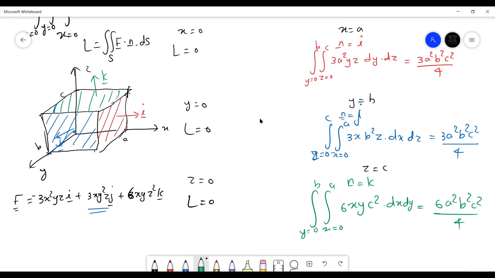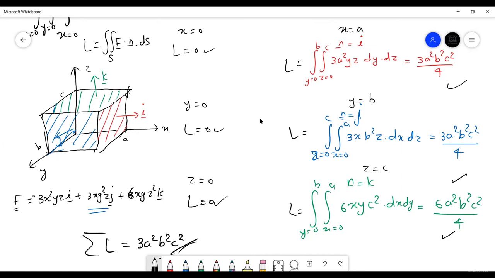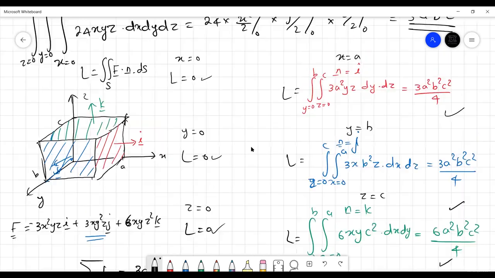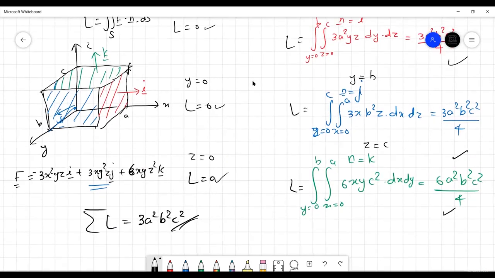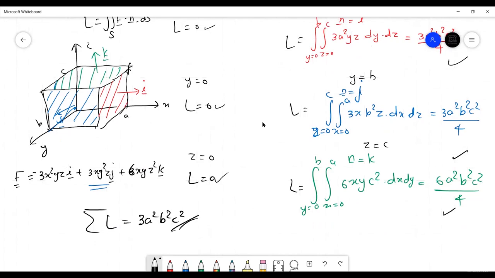When you add up all these three, this one, this one, this, and these zeros, all these six, so these are our L's, right? All the L will give you 6 plus 6, 12, so 12 by 4, 3. Again, the sigma of L gives you 3a squared b squared c squared, right? So both the sides are equal. Both LHS and RHS are equal, so Gauss divergence theorem is verified, right? So fairly simple, right? If you draw the figure and think properly, the question becomes much easier, right?